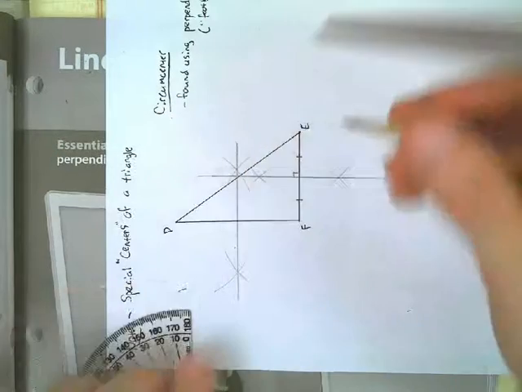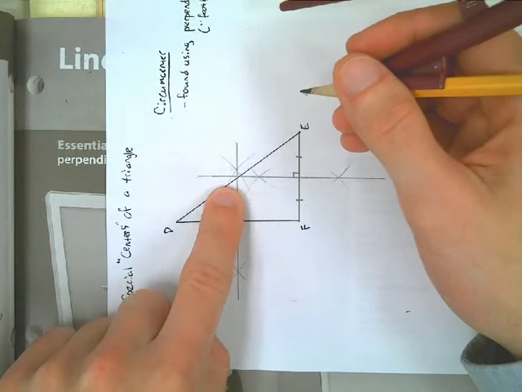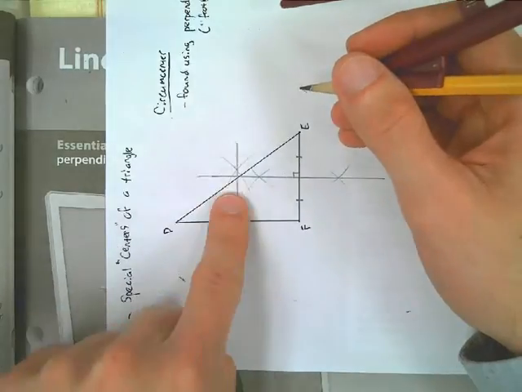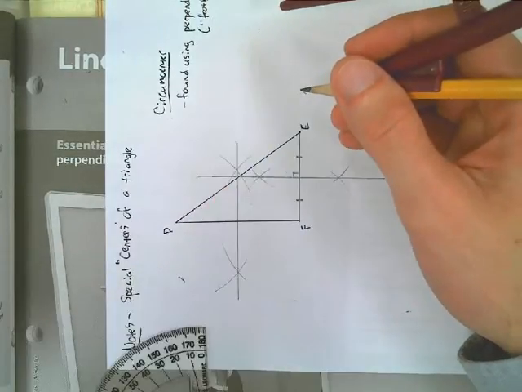And what do you know? There's my right angle, there's my right triangle, and it looks like my circumcenter is going to be basically right on the hypotenuse there. So it looks like our conjecture might be right.